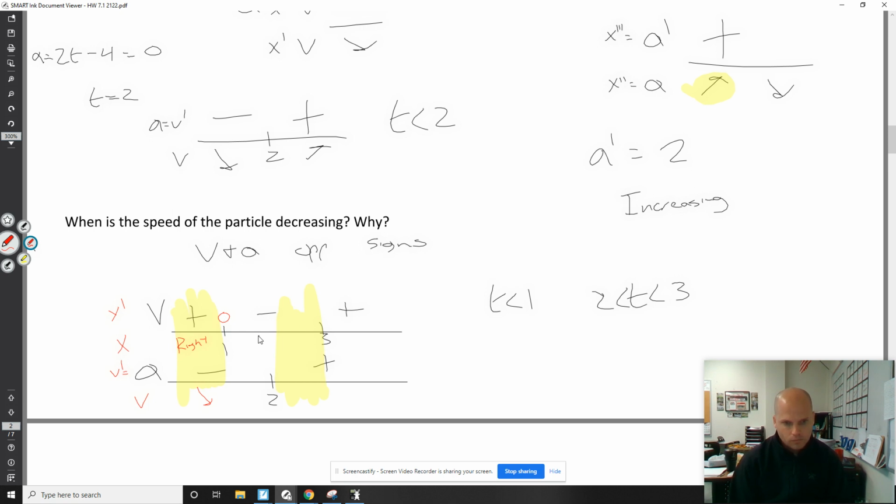Here, I'm moving to the left. My position is decreasing, but my velocities are increasing. So I'm moving to the left. I have negative velocities, negative 4, and those negative velocities are increasing: negative 4, negative 3, negative 2, negative 1. Signs are opposite, slowing down.